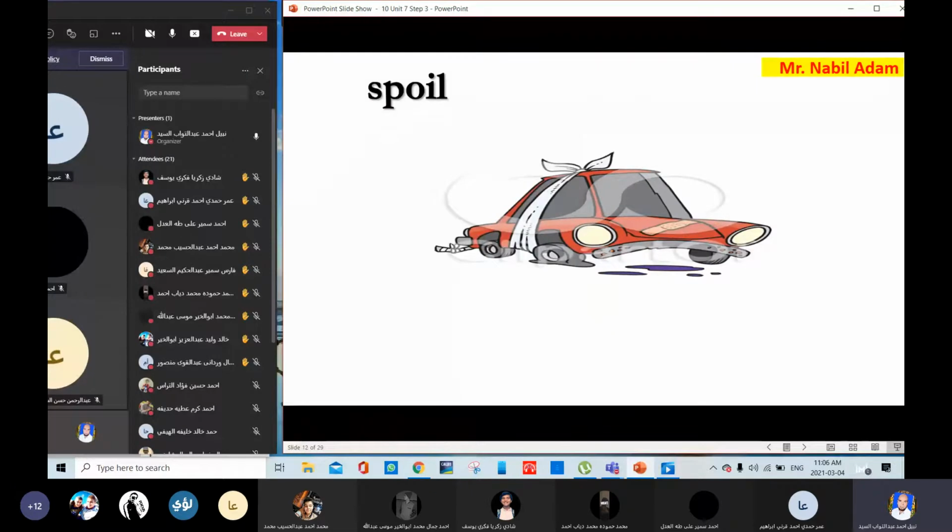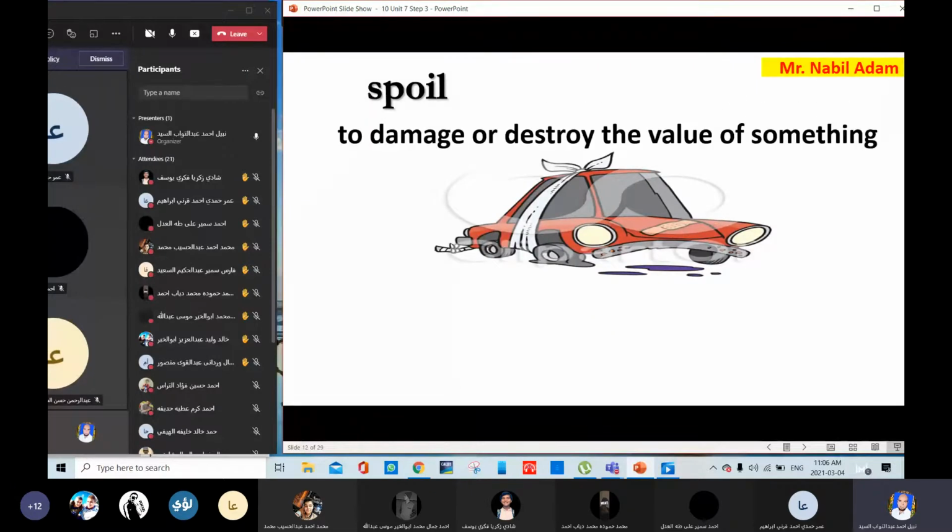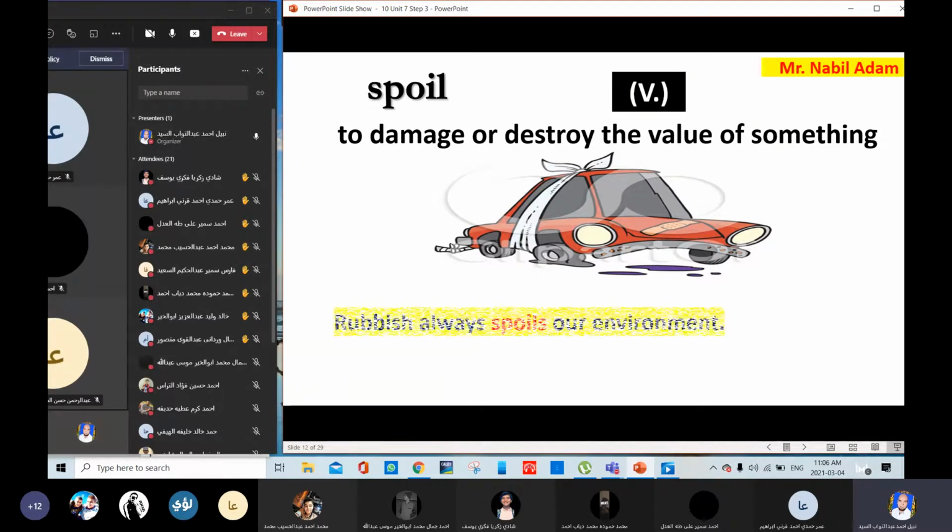Spoil means to damage or destroy the value of something. Spoil means damage. Some mothers like spoiling their children. Look at the car. The car is spoiled, damaged or destroyed. Spoil is a verb. Rubbish always spoils our environment. Some people say that the wind farms or the windmills spoil the beauty of the countryside.